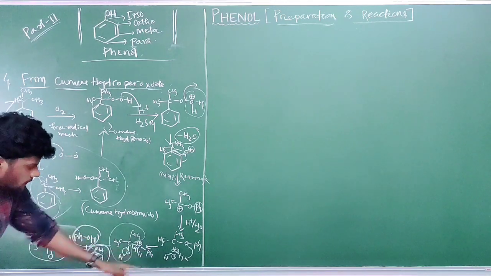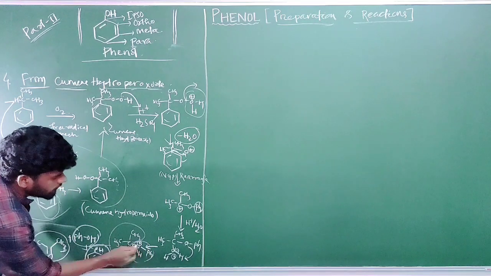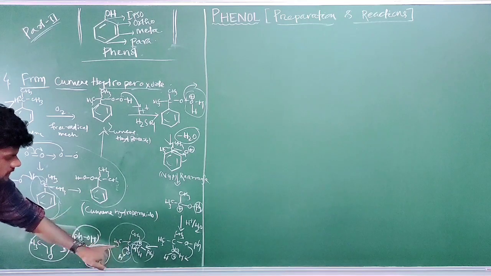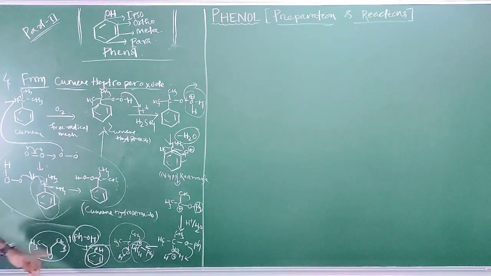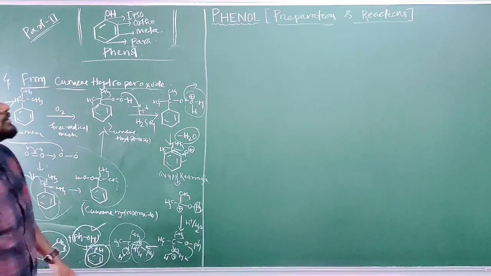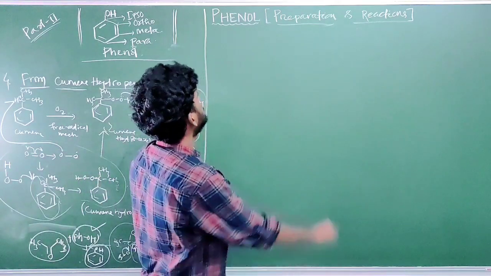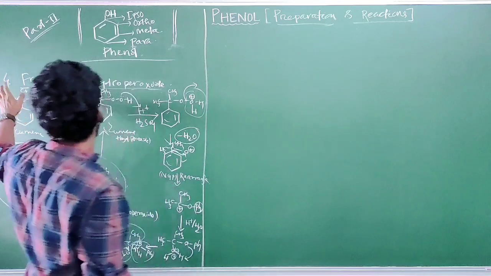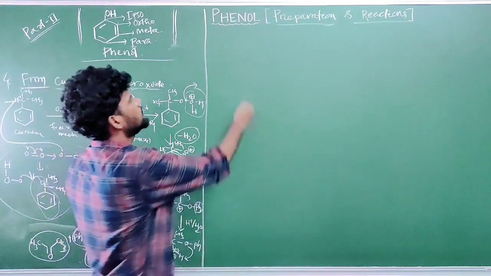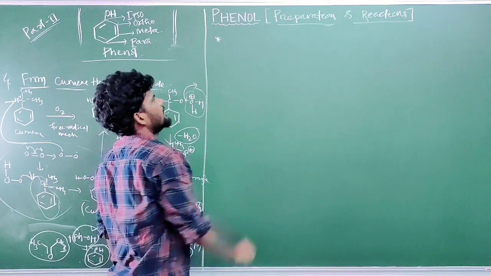So this side is what? This side, PhOH, means phenol group, and this side is CH3 C double bond O of ketone, phenol plus ketone. We got our desired phenol. Okay, all of you understand? So this is how we covered 4 types of methods to synthesize phenol. Okay, now we come to different reactions.